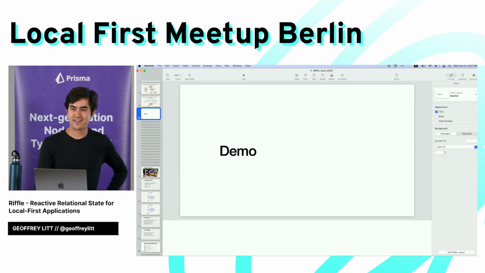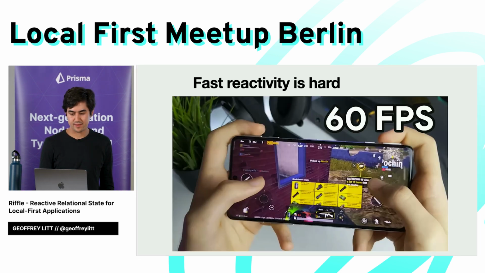OK, so that's a brief glimpse at what the app does. Now I just wanted to give a few reflections on the things that we think work really well and the frustrating challenges that we've had to deal with. OK, first thing, fast reactivity. The goal that I mentioned earlier is really, really hard to get, especially in the browser.